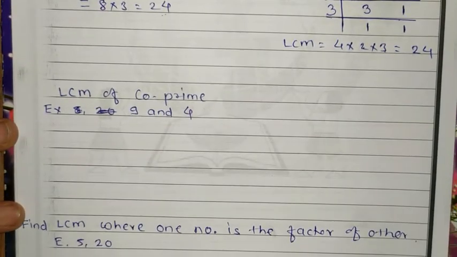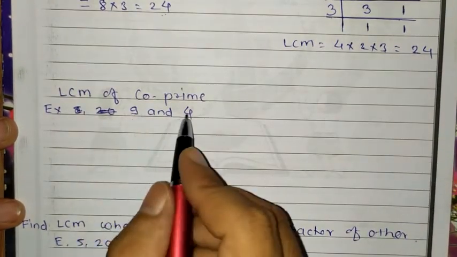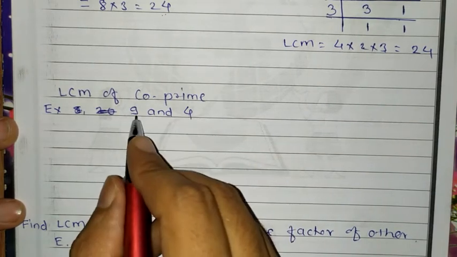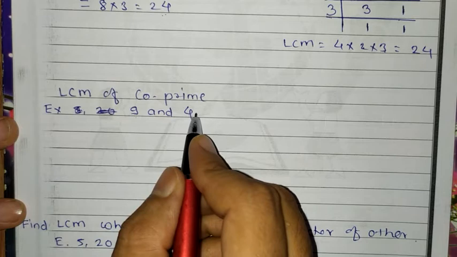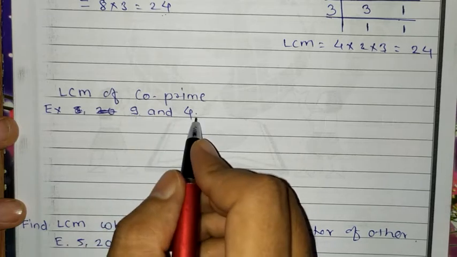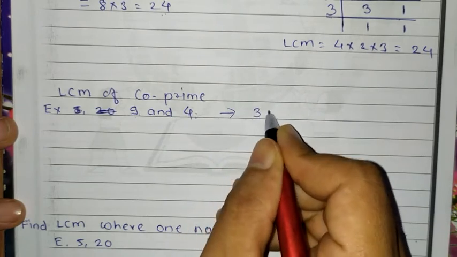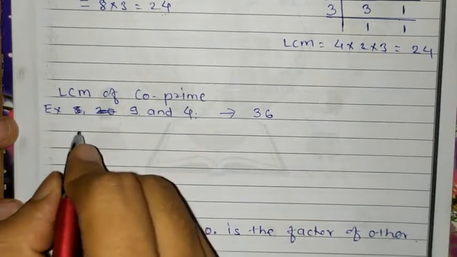Now we will see the LCM of coprime numbers. Whenever the numbers are coprime, that is, there is no common factor between them, like 9 and 4, no common factor is there, so these are coprime numbers. Their multiplication is the LCM. So its LCM should come 36. We will do the testing.